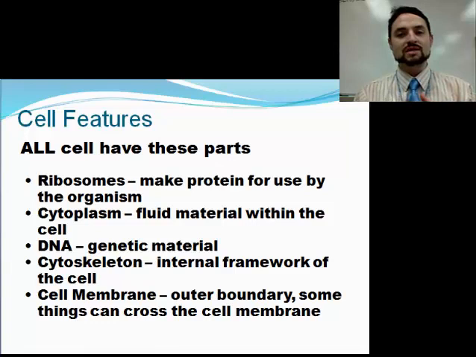DNA, which is the genetic material inside the cell, we'll talk more about DNA later on. The cytoskeleton, which is the internal framework of the cell. All cells have this internal framework that's holding everything in place and helping stuff travel through the cell and different things like that. And then finally, the cell membrane. This is the outer boundary. Some things can cross the cell membrane, some things can't. So we call this selectively permeable. But every cell, whether you're a bacteria, one cell, or you're a plant, or you're a fungi, or you're a protist, or you're an animal, you have these 5 characteristics in every one of your cells as it's being made.